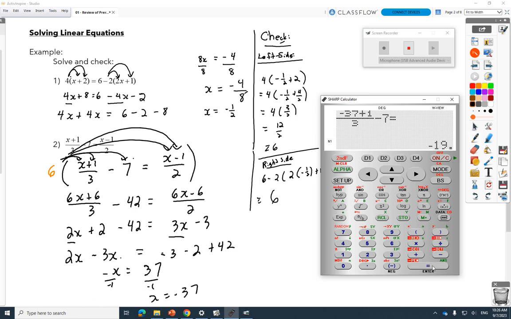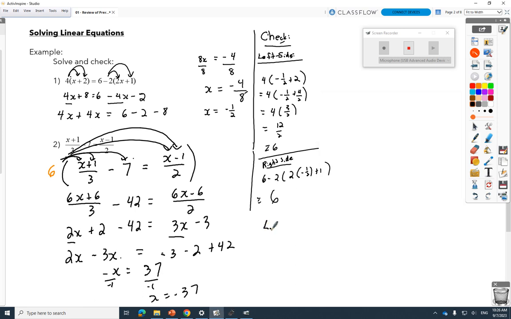So if x is negative 37, then the left side... did your previous teacher just use LS for left side? Yeah, you don't have to write out left side every time. I already forget. What did I get?